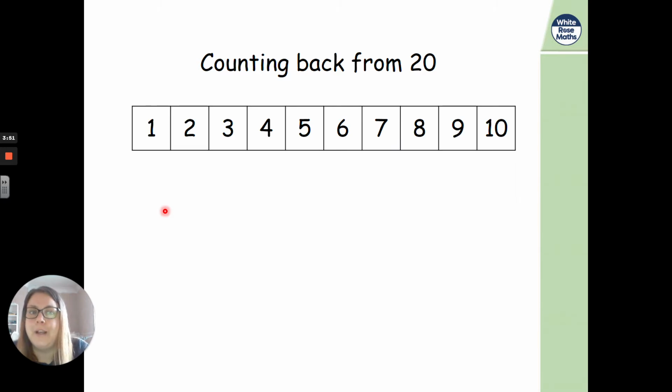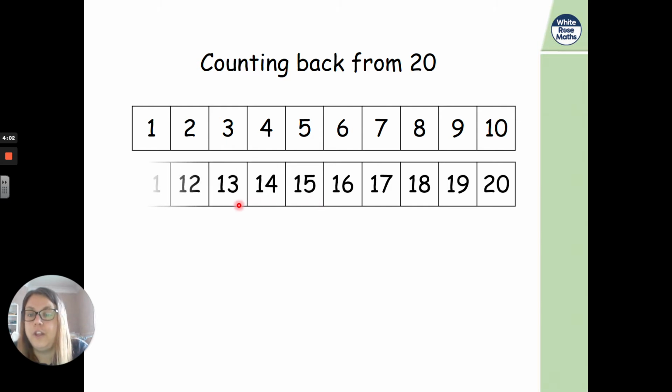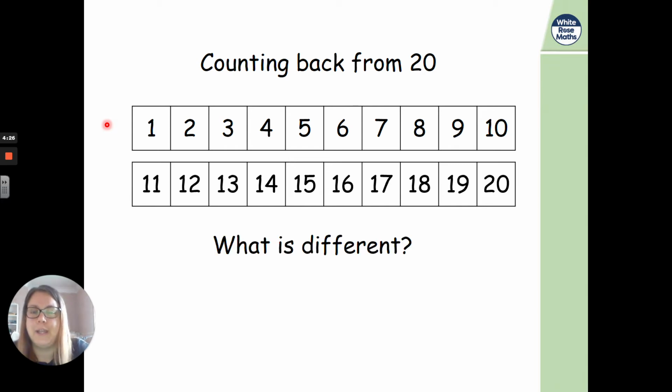So let's do counting back from 20 then. Are we ready? 20, 19, 18, 17, 16, 15, 14, 13, 12, 11, 10, 9, 8, 7, 6, 5, 4, 3, 2, 1, 0. Well done if you said 0 as well, because 0 isn't on there, is it? But we still like to say it when we're counting. So well done for counting backwards from 20. What is different then? And I have talked about it a little bit, but pause the video and tell me what is different.